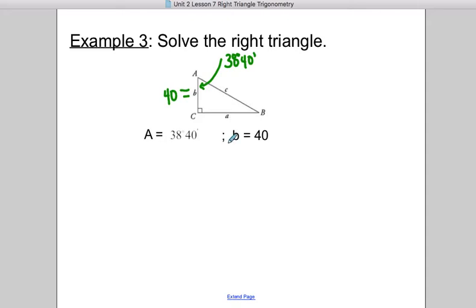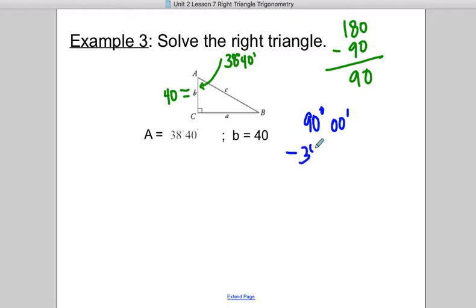So you've got 2 options. We can find this angle using good old algebra and writing it out, or you can use your calculator. It's really going to be 180 minus 90, so these 2 angles have to add up to 90 degrees. So we're finding the complement, which we did earlier. We would have 90 degrees and 0 minutes, and we need to subtract 38 degrees and 40 minutes.